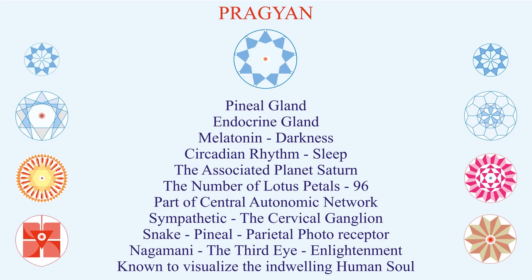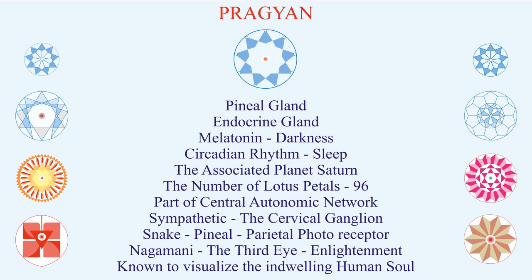So that is also quite interesting. It is associated with the planet Saturn, and the number of petals is 96, and that also explains how 96 was calculated. It does not find a place in Satchakra Nirupana. It is a part of the central autonomic network, which is sympathetic. The cervical ganglion fibers go and supply the pineal gland, and stimulation of the sympathetic system is responsible for releasing melatonin or other hormones which could be there from there.